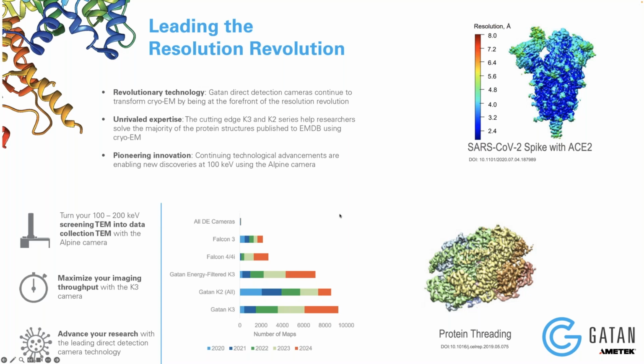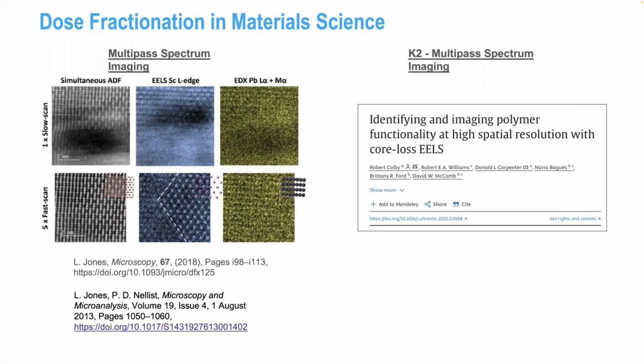So how does dose fractionation look in materials science? There have been a number of works historically in this realm. The first, the seminal paper, was done by Lewis Jones, at Oxford at the time but now at Trinity College in Ireland, who explored multi-pass spectrum imaging for damage reduction and for resolution and signal-to-noise ratio enhancement.